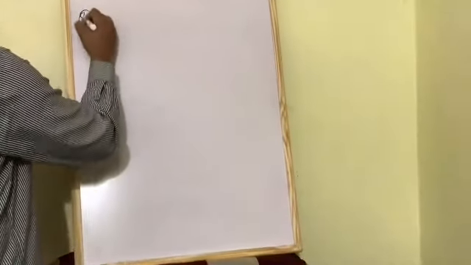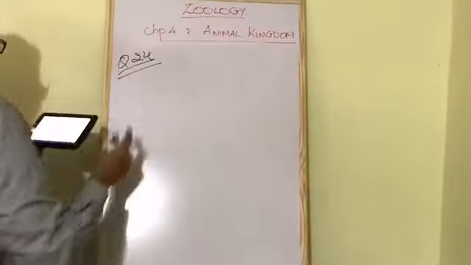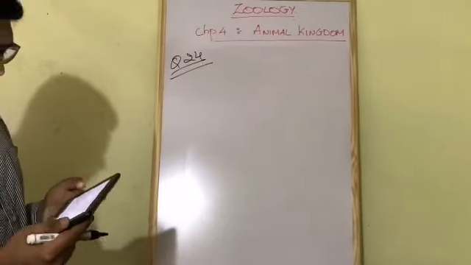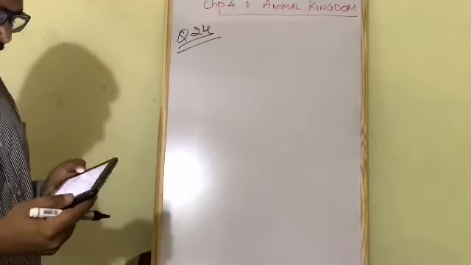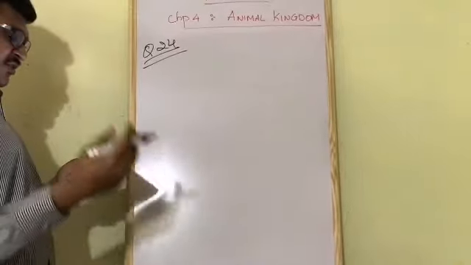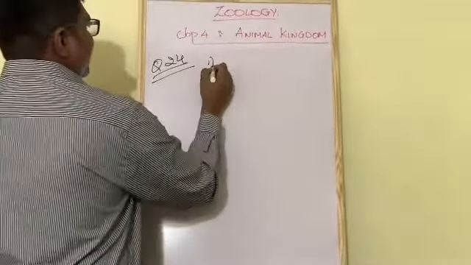So question 24 is talking about which one of the following is the characteristic for birds. Out of the given characteristics, which option is for birds? Let us start for that.